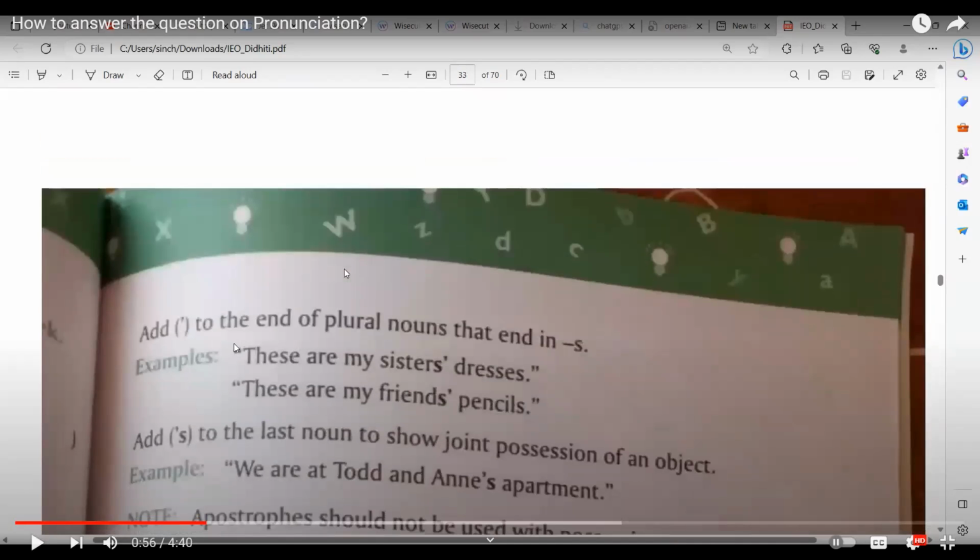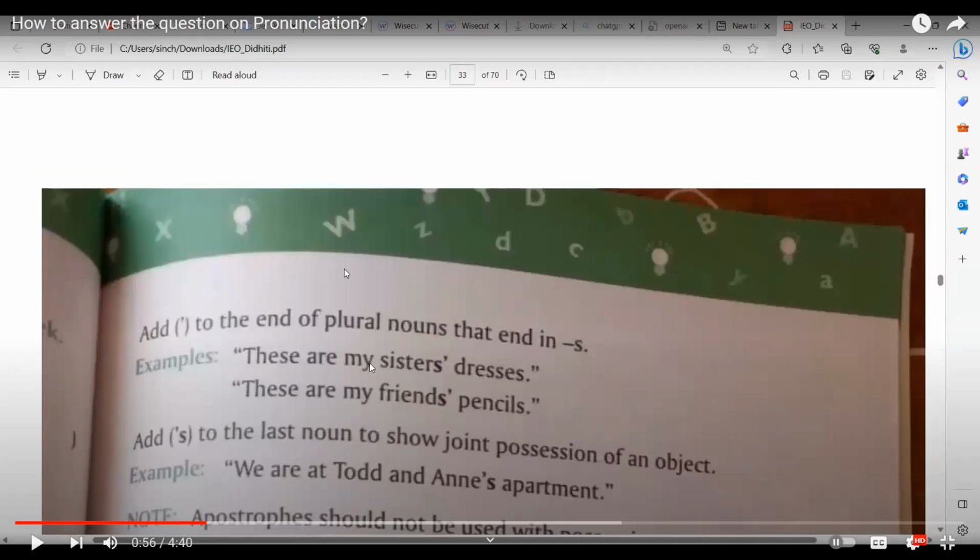Okay, can you read these lines to him? Yes, ma'am. No, first read this line. Add an apostrophe to the ends of plural nouns that end in s. Example: these are my sisters' dresses. These are my friends' pencils.